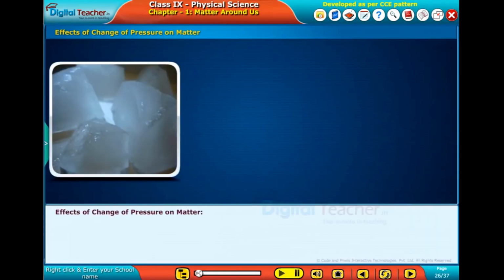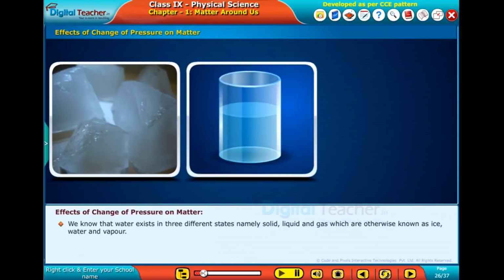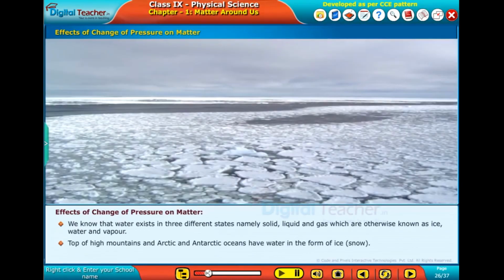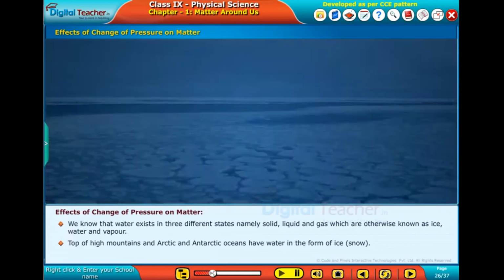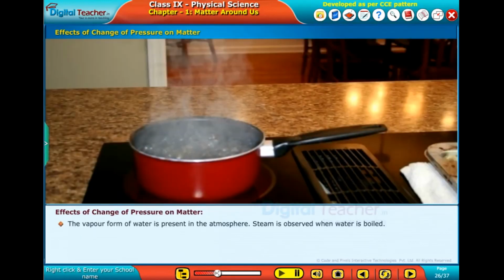Effects of change of pressure on matter. We know that water exists in 3 different states, namely solid, liquid, and gas, which are otherwise known as ice, water, and vapor. Top of high mountains and Arctic and Antarctic oceans have water in the form of ice, that is, snow. Oceans, rivers, and lakes have water in the liquid form. The vapor form of water is present in the atmosphere. Steam is observed when water is boiled.